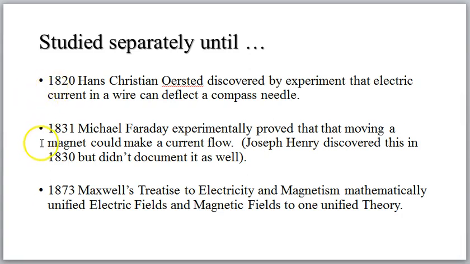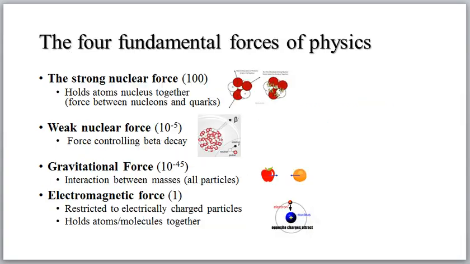So in 1820 and 1831, we learned that electric and magnetic fields are related. And in 1873, Maxwell, the great mathematician, in his treatise on electricity and magnetism, mathematically unified the electric fields and magnetic fields into one unified theory of electromagnetism. So electromagnetic force is one of the four fundamental forces of physics.